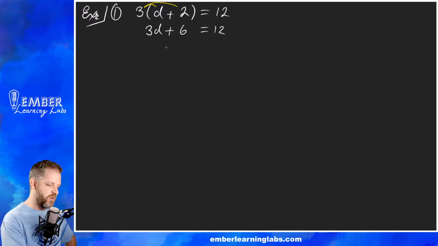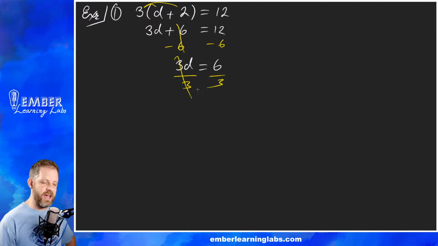Now we've got a simple two-stepper, right? We're going to subtract 6 from both sides and end up with 3d equals 6. Then we're going to divide that 3 off. Those 3's cancel, leaving us with d equals 2.